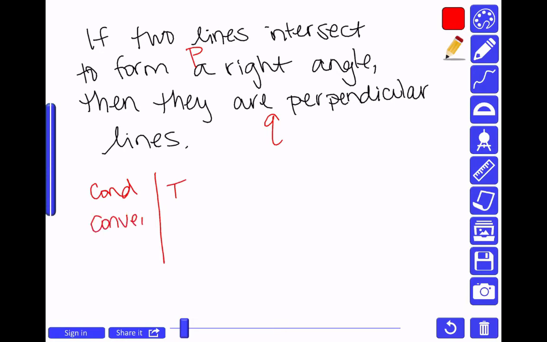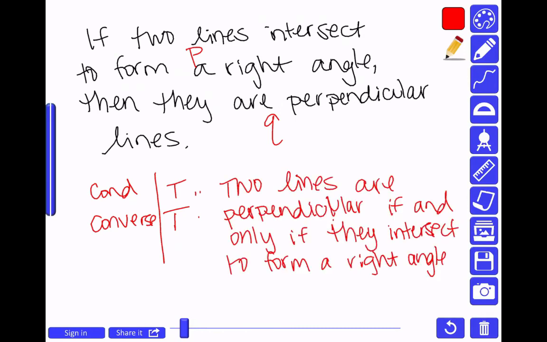Is the converse true? Well, the converse is if two lines are perpendicular, then they intersect to form a right angle. Is that true? Yes, that is also true. So because these are both true, we could write this statement as two lines are perpendicular if and only if they intersect to form a right angle. That if and only if part is the part that makes it a biconditional, kind of meaning both ways. So no matter which way, if you read it as if P then Q, and you also read it as if Q then P, it's true for both of those scenarios.